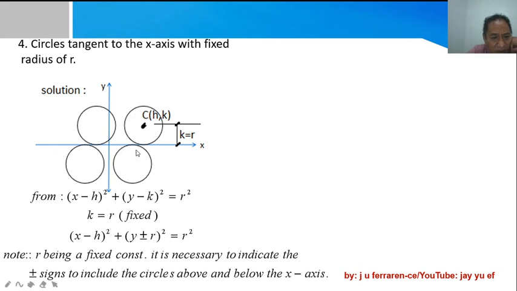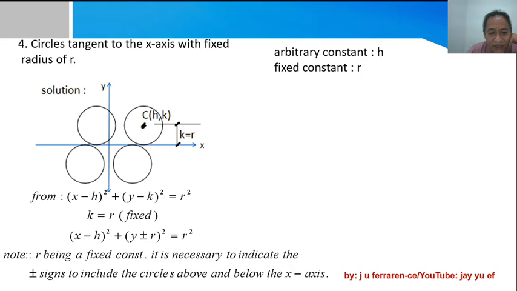Now, if you want to include the other one, which is really part of the condition of the problem, you have to indicate the plus and minus. That is if your r is fixed. But if it's arbitrary, then there's no need to put plus and minus, because arbitrary can be positive or negative. In this case, we need to show the plus and minus because there's a circle above the x-axis and a circle below to include. How many arbitrary constants do we have? There's only one, because the other constant, r, is already at a fixed value.